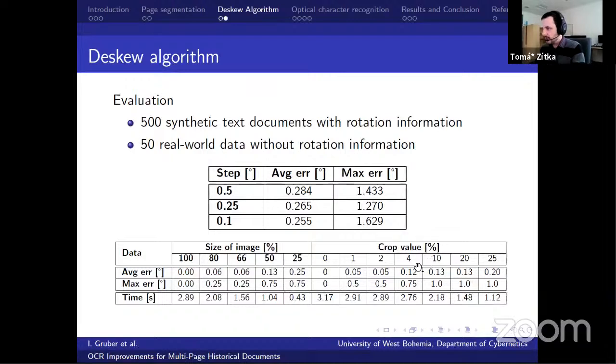Same for the crop value, where this is the percentage of the image that was cropped. As we can see, the subsampling and crop value don't affect the average error too much, but they significantly decrease processing time. So this shows that our algorithm is robust against both downsampling and cropping, and the previous table experiment shows that it's sufficiently accurate for our needs on skewing the scanned documents.